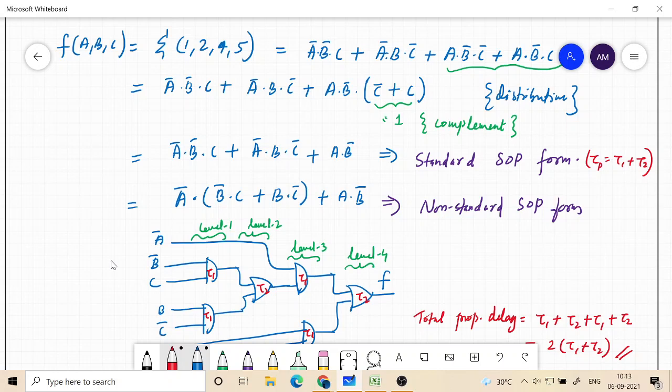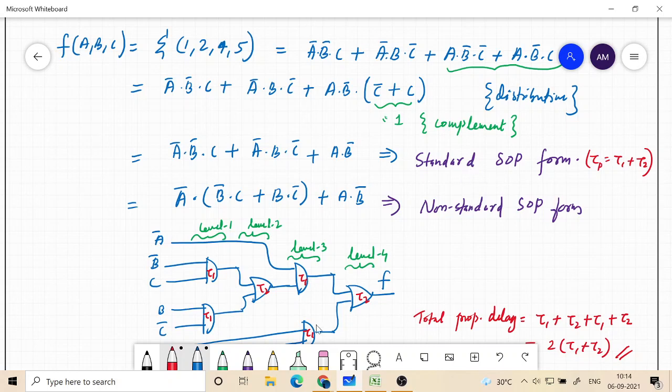But the price that we need to pay is the number of inputs. So here we require 3 input AND gates and a 3 input OR gate. That is a bigger circuit, which has a bigger area requirement in building that circuit on the electronic chip. But as far as the time consumption for creating the output is concerned, the standard SOP is faster compared to non-standard.